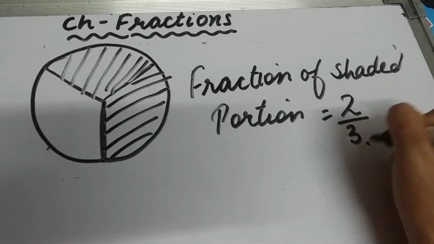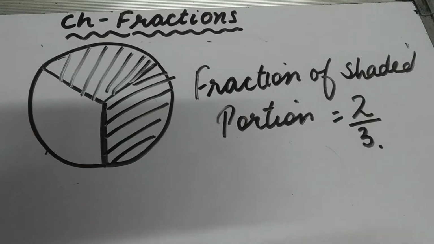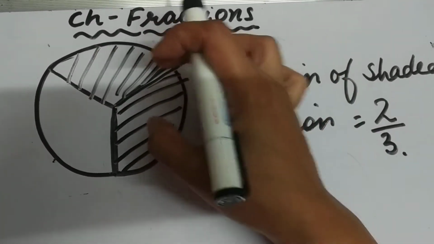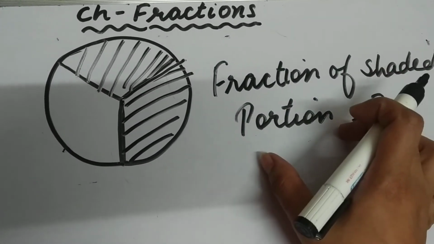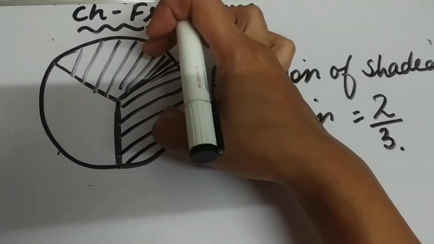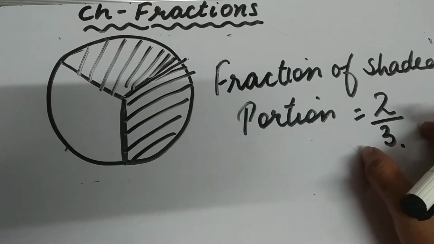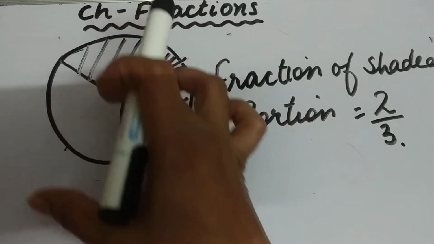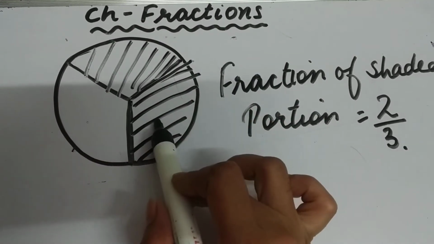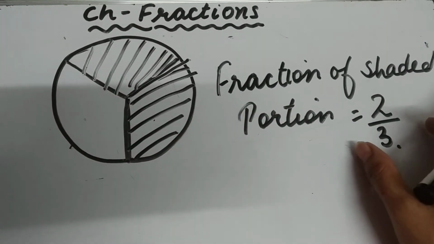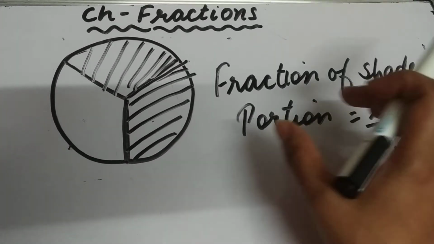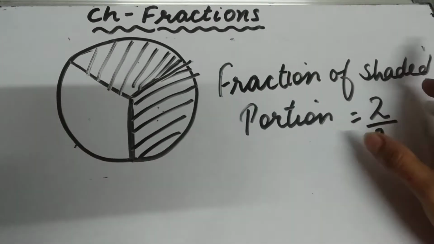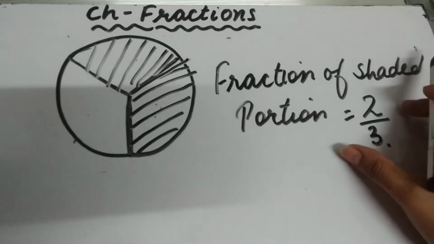How do we write the fraction? See, 2 parts are shaded, and we have to write the fraction of the shaded portion. In the numerator, the total number of shaded parts will come, and in the denominator, the total parts will come. Here the total parts are 3 because this whole is divided into 3 equal parts. So 3 will be our denominator and the numerator will be the number of shaded parts, which is 2. So the fraction of the shaded portion will be 2 upon 3.